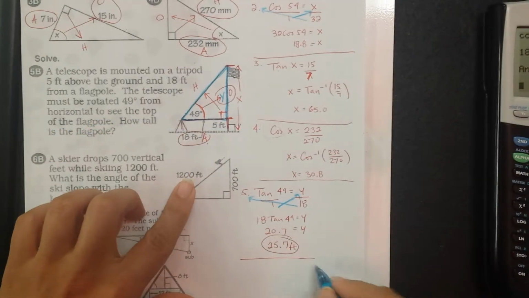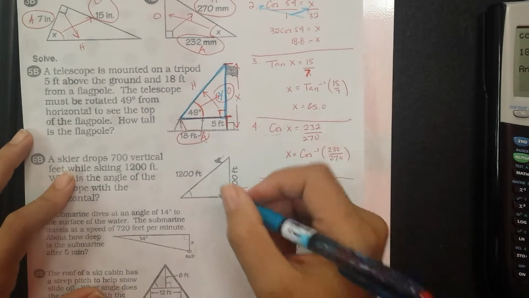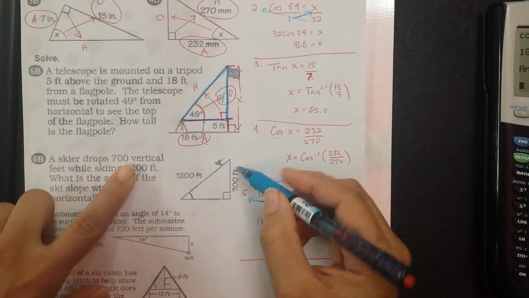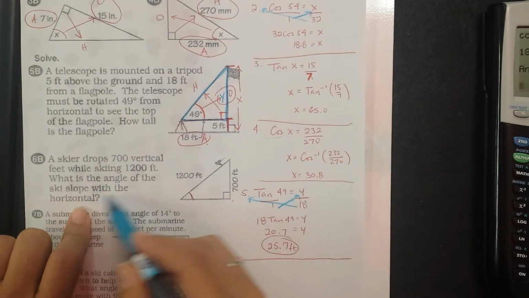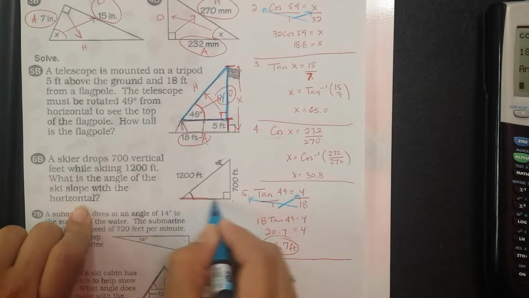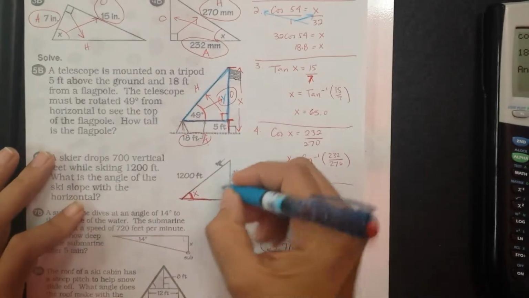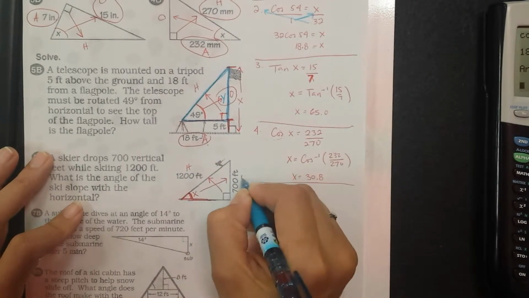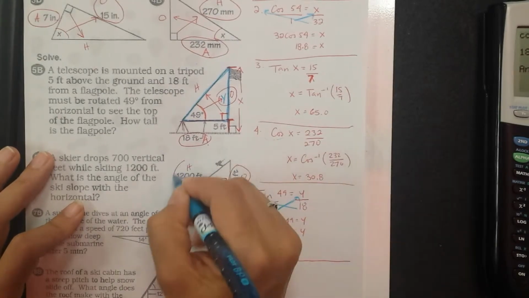Okay, number 6. This one's easy because you can straightforwardly see the triangle, and they've gone ahead and marked this for you. Skier drops 400 vertical feet, skiing 1,200 feet. What's the angle of the ski slope with the horizontal? So this is horizontal. What's this angle? So this is what they're looking for. Let's label that X. Again, first thing you do, label your triangle. So this is H, this is O, this is A. All right, what do you need? There's something there, there's something there.